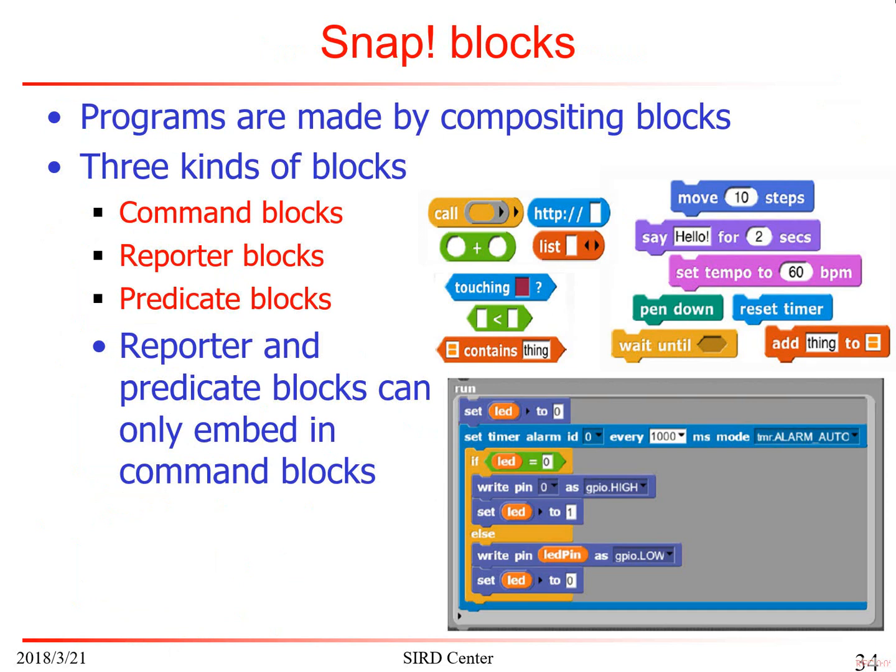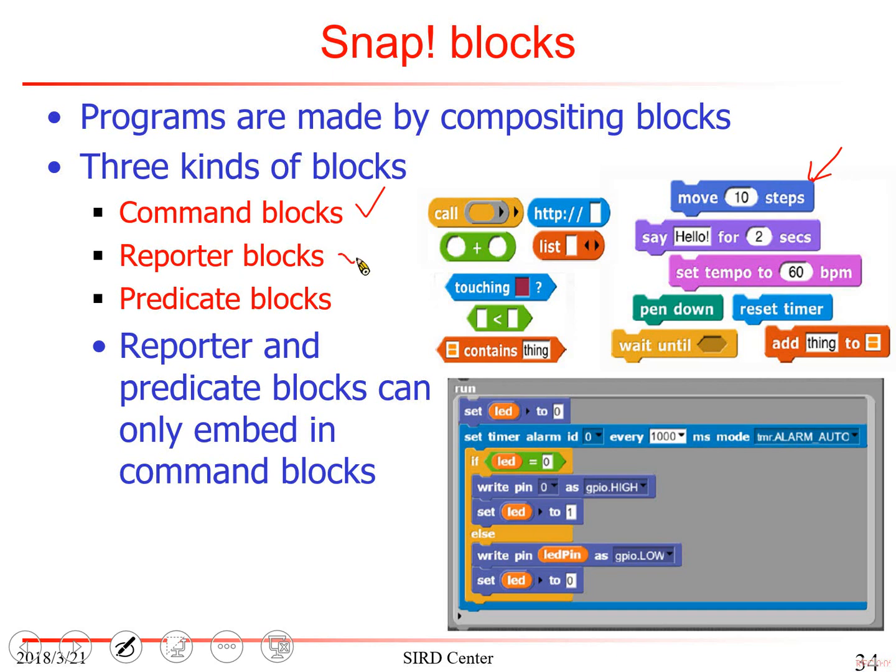So it's very easy. But what kinds of blocks do they provide? Actually, they provide three kinds of blocks. First, called command blocks. When you draw something like a jigsaw puzzle block, and they can snap things together, they are command blocks. It's just equivalent to the statements in a programming language.